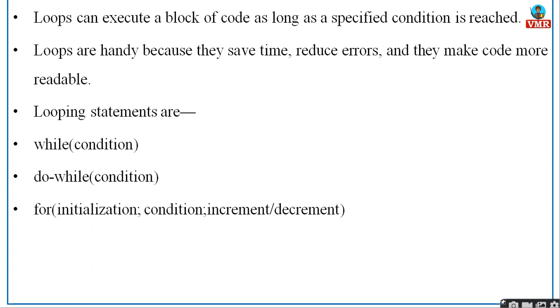Loops are handy because they save time, reduce errors, and make code more readable. Once you write it, you get the output n number of times. That is the reason they are handy, and they also reduce time. Once you check the errors, it is done, so you need not always check for errors. As I said, there are different types of looping statements like while, do while, and for loop. In this lecture we'll see while, do while, and for loop with example programs.